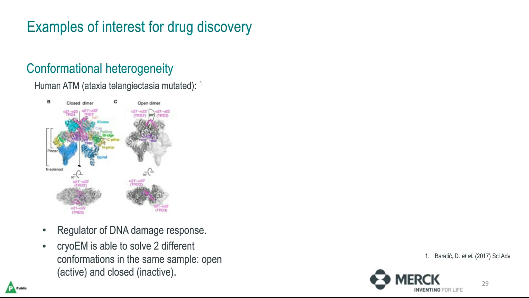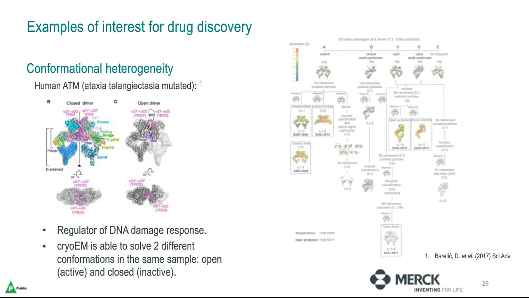One example is the human protein ATM involved in DNA damage response. Its structure was solved in several different conformations from a single preparation using the CryoEM algorithm that allows automatic 3D classification.